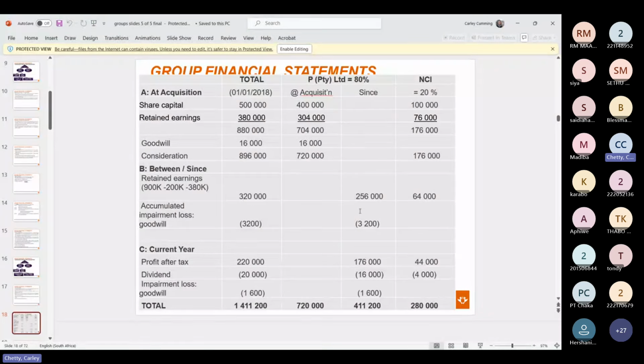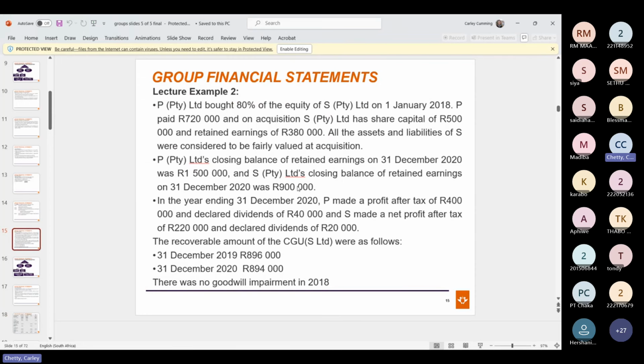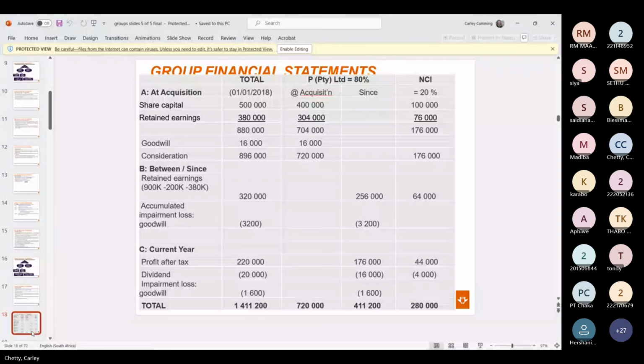Now let's have a look at the B part, which is the between section. So here we have retained earnings. We're going to start with the closing balance of the retained earnings of 900,000 Rand, which is our starting point. Then we want to strip out the pre-acquisition profits and the current year profits. So let's first strip out the current year profit because we just did that. If we take profit of 220,000 minus the dividends of 20,000, that gives us a profit of 200,000. So that profit is going to go here.